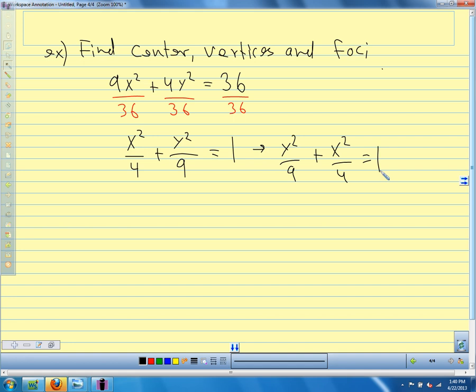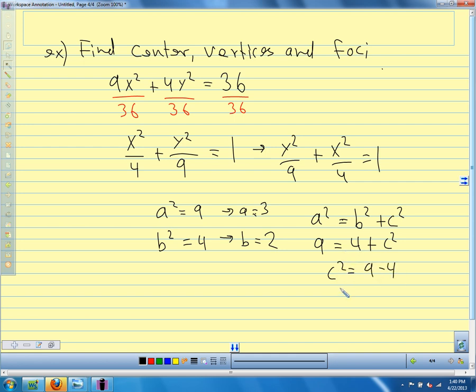All right, so is the biggest number under the x or the y? It's under the y. So this is going to have a vertical major axis. Since my biggest number is under y, the biggest number is a squared. A squared equals 9, so a equals 3. B squared, the smaller number, is 4, so b equals 2. And we know that a squared equals b squared plus c squared for an ellipse. So I have 9 equals 4 plus c squared. So c squared is 9 minus 4. I subtract 4 from both sides here. C squared is 5. So c equals the square root of 5.